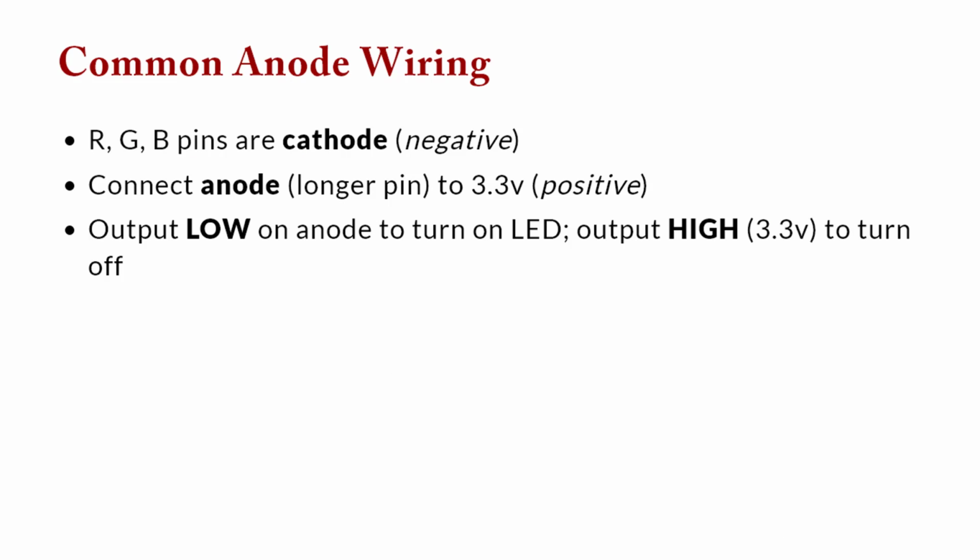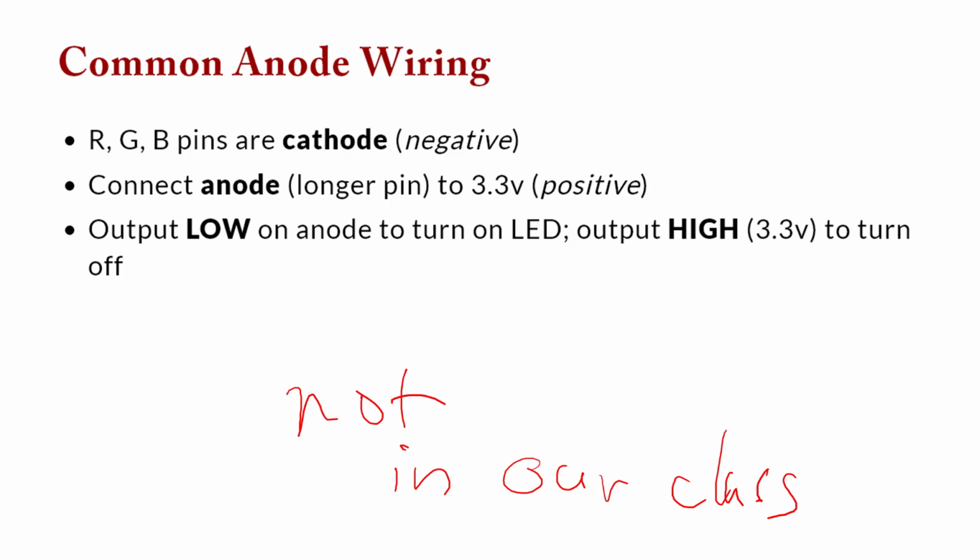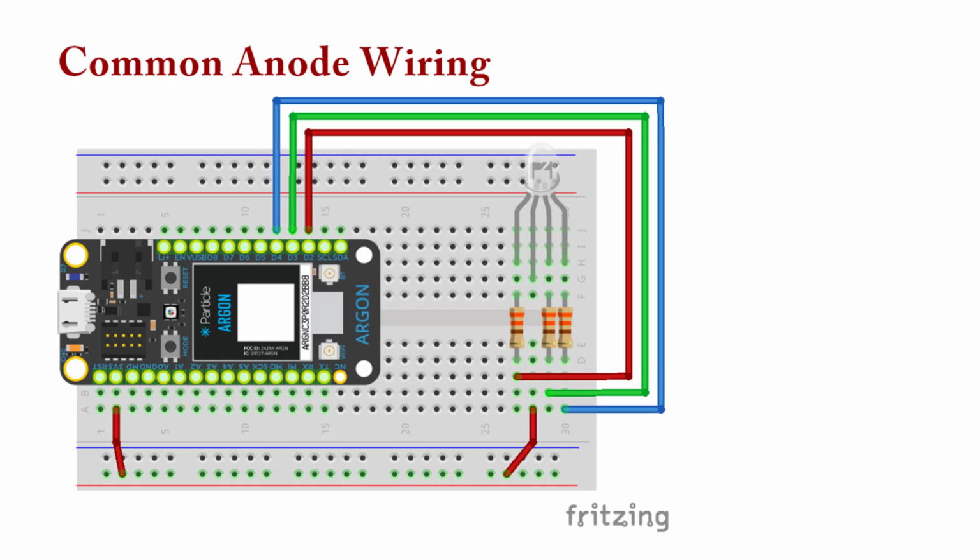Just for reference, this is not in our class, so I'm not going to spend too much time on it. I just want to point out that a common anode is basically the opposite. We have three different cathodes and one anode. It's kind of the inverse wiring. As you can see, there's a picture here of how you would wire it. I'm really not going to spend time on it, just wanted to point out that it does exist.